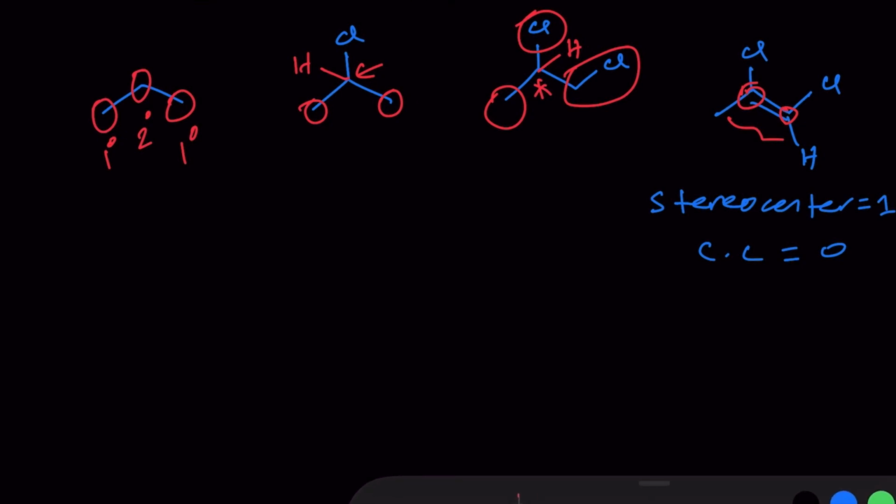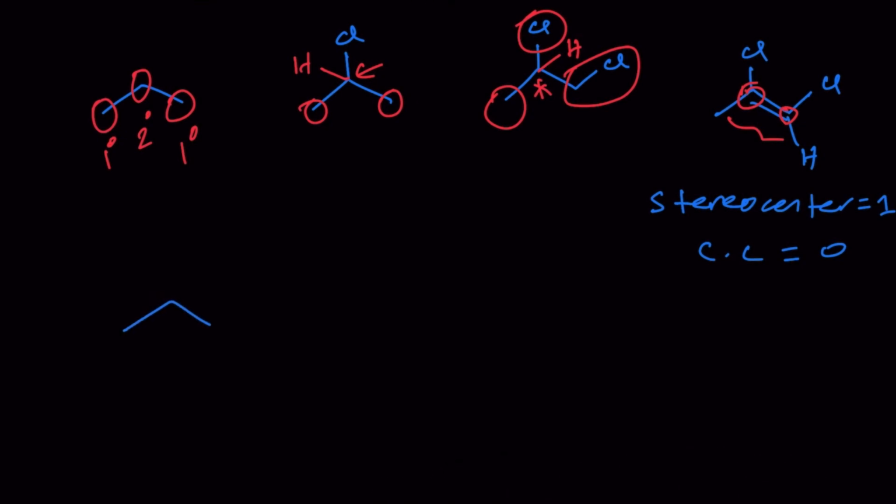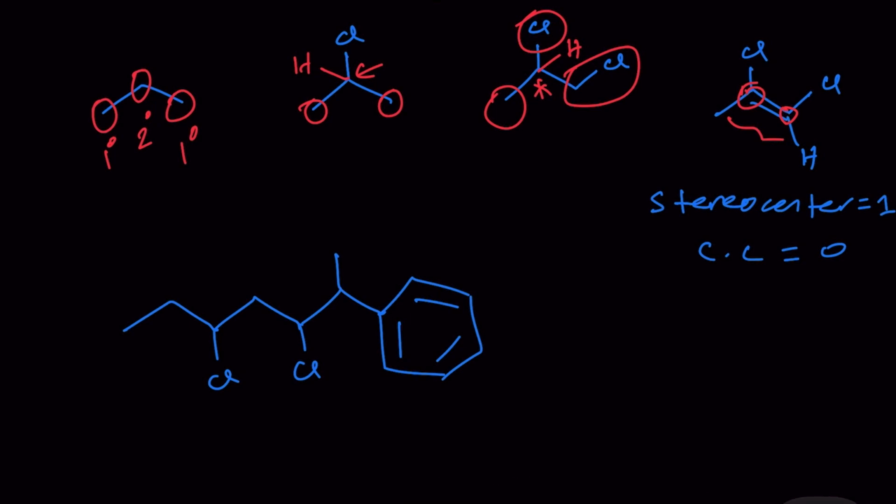So let me give another example. So let's say I have a molecule like this. So 1, 2, 3, 4, 5, 6, 7. Let's say I have a phenyl ring here. Let's say I have a methyl group here. Say I have a chlorine here, chlorine here. Identify how many chiral centers are there in this molecule. First, rule out the carbons that are not chiral centers. So we can rule out this. This is also not. This is no. This is also no. And the entire phenyl ring for all 6 carbon atoms, no.